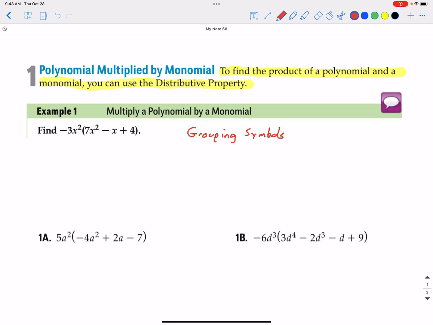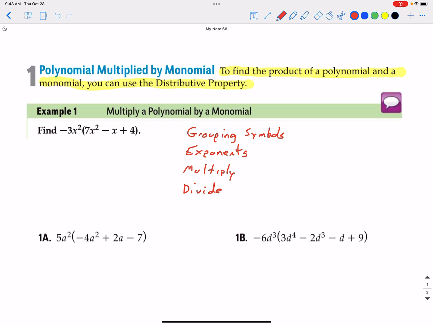Then deal with your exponents, if you have to do the exponents to simplify anything. And then you finally get to the multiply and the divide step. And remember, that is a single step. So before we jump right into the distributive property, always check to see if you can do the grouping symbols or the exponents before you do the distributive property, which is part of the multiplication step.